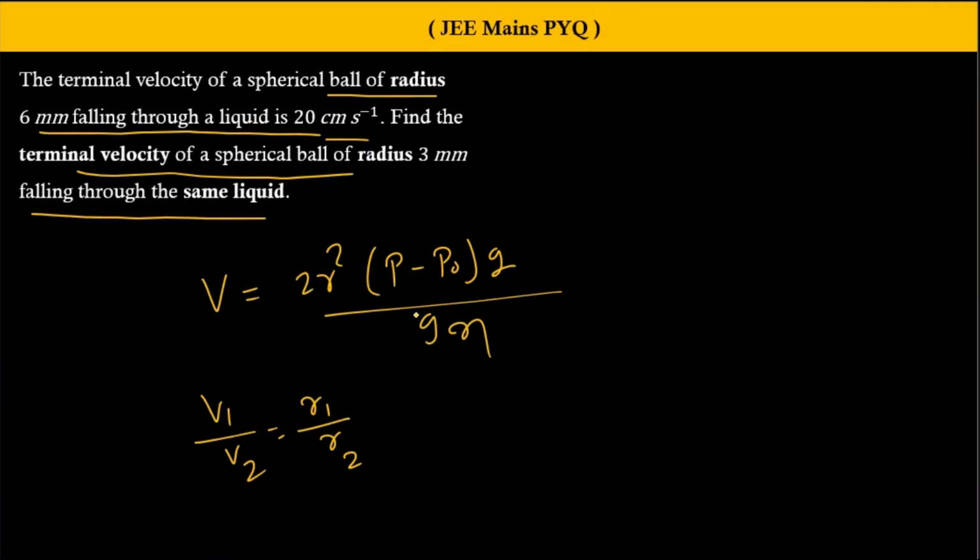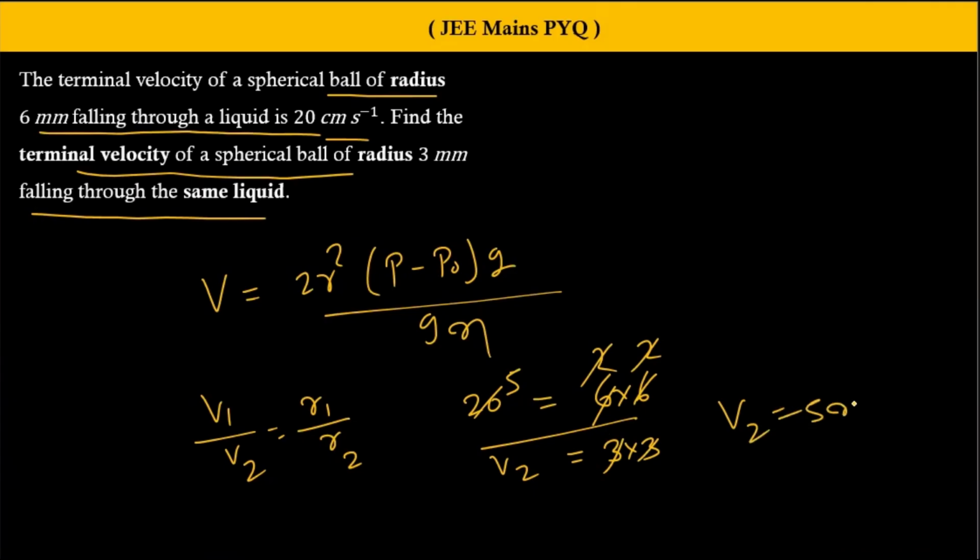What is this v1? That is 20. And what is r1? That is 6. And then this is v2, and this is becoming how much? 3. Okay, this is r ka square. So 6 into 6, and this is 3 into 3. So if you solve this, you will be getting how much? 5. So v2 is equal to 5 meter per second. Putting the formula, getting the answer type thing.